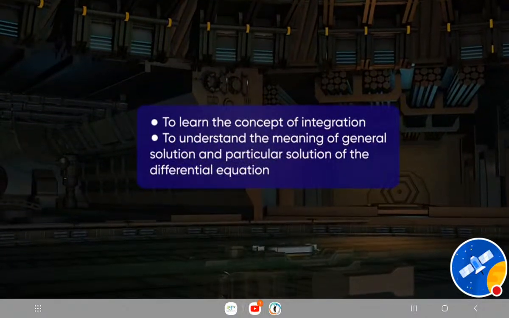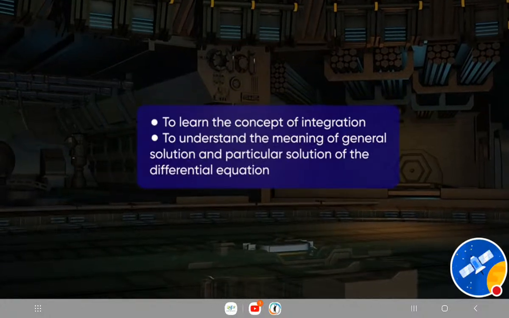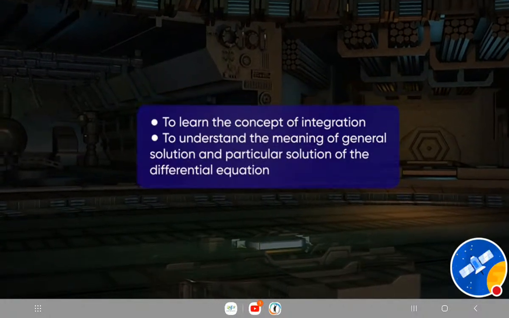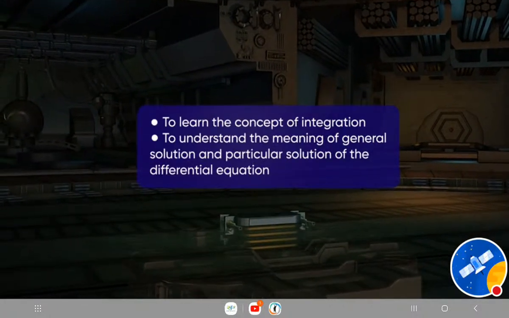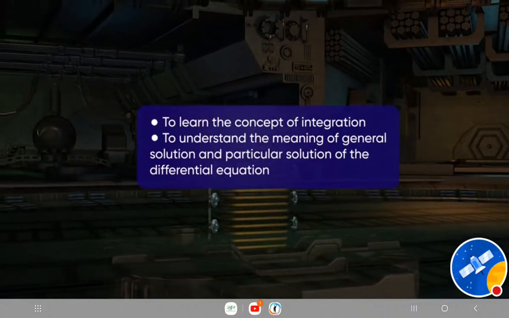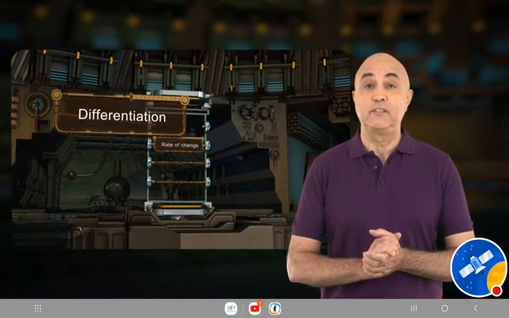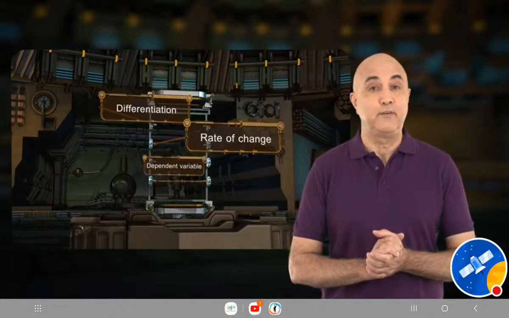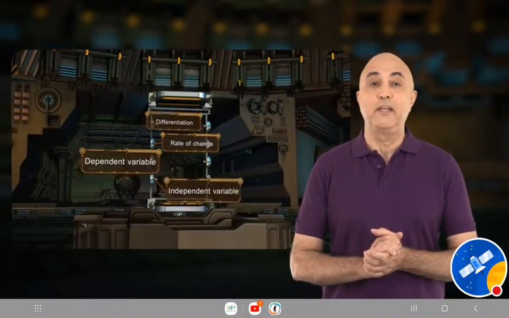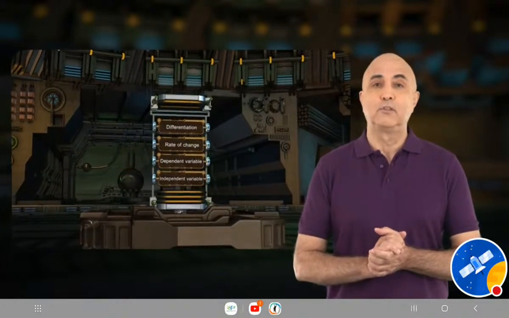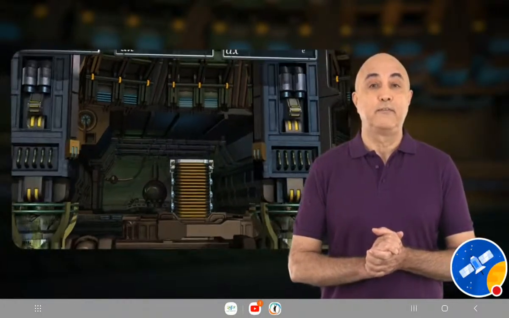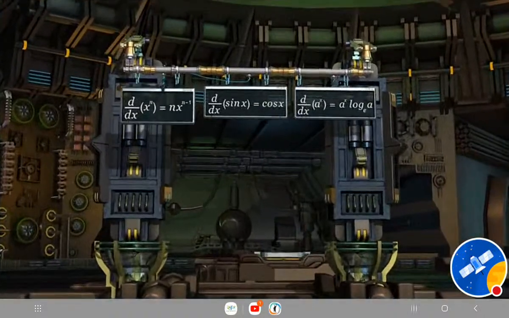Our objectives are to learn the concept of integration, and to understand the meaning of general solution and particular solution of the differential equation. We have learned that differentiation gives the rate of change of a dependent variable with respect to an independent variable. We have also learned to find the derivatives of functions.